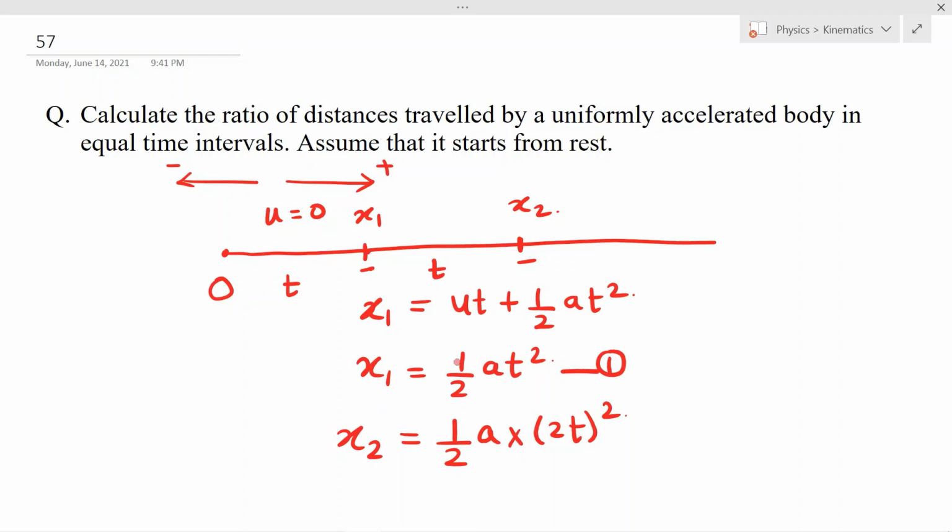Why 2t whole square? Because the time interval taken here is 2 times t. Now what is this? This will be x2 is equal to half into a into 4t square. So we can cancel this 2, so this becomes 2at square.